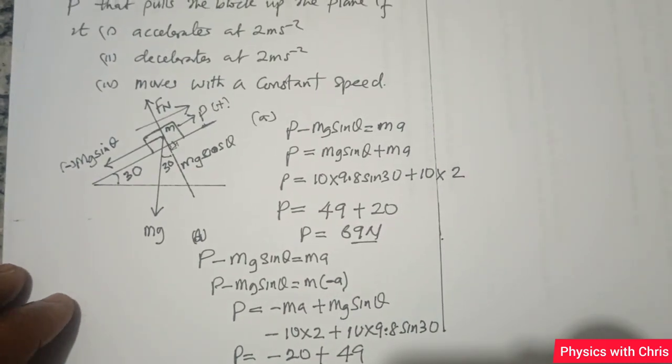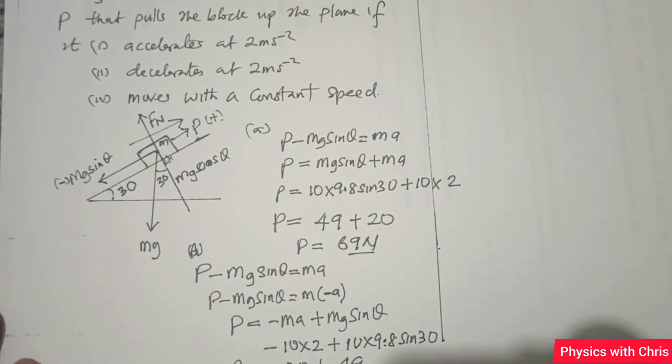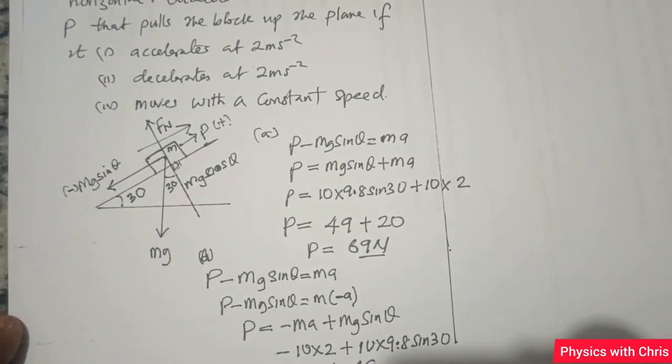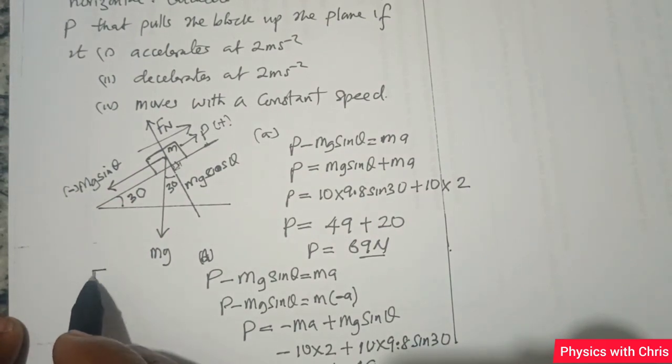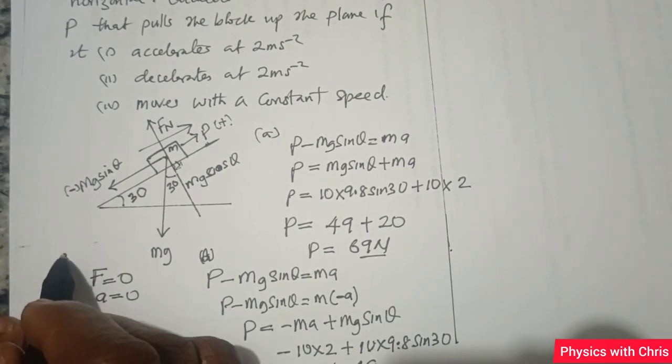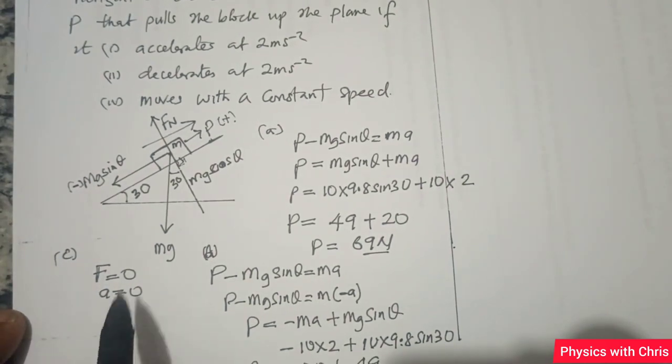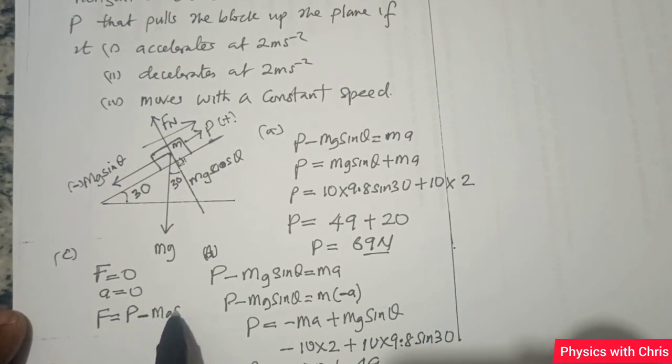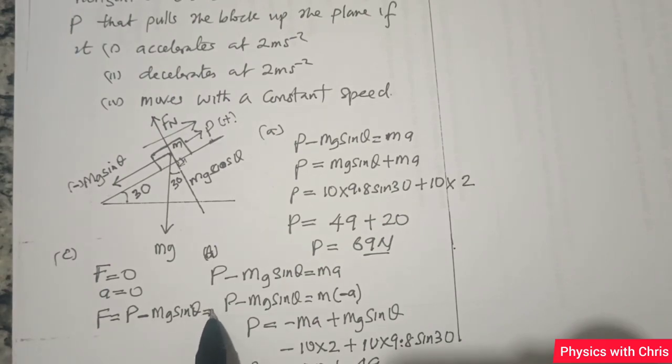And the last case said the block moves with a constant speed, which means that the resultant force on the block is zero and its acceleration is zero. For constant speed, the resultant force, which is the difference between the force P and mg sin theta, equals zero. Recall that when a body moves at a constant speed, it does not accelerate, especially when it moves along a straight line. So its acceleration is zero. That makes a zero, and everything on this side becomes zero.